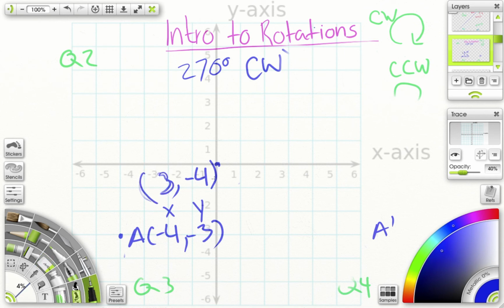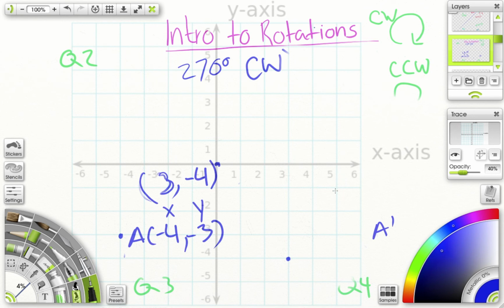So I'm going 3, it's going to go to 3, -4, which is right down here. Why couldn't it be the other way around? Why couldn't it be -3, +4? Well, if I look at -3 here and +4, it's not in the right quadrant. So that's the rule of thumb.